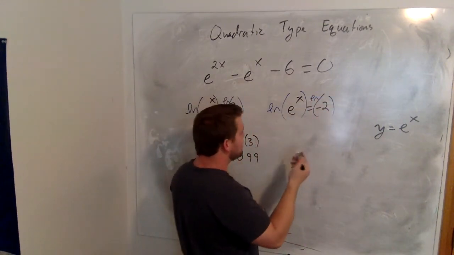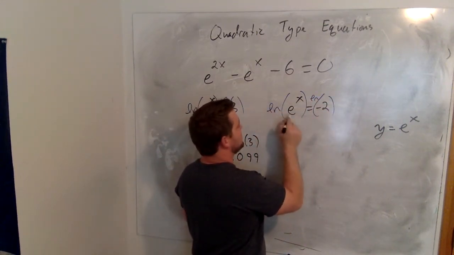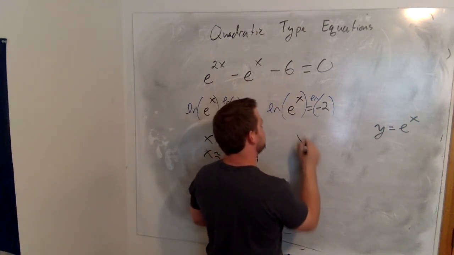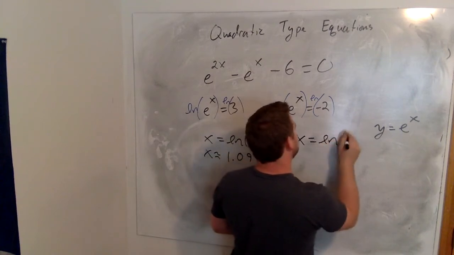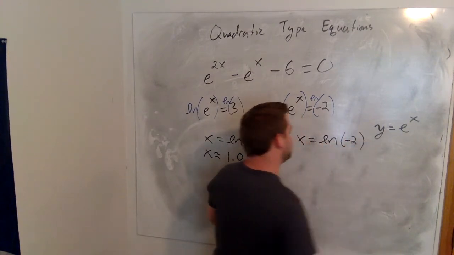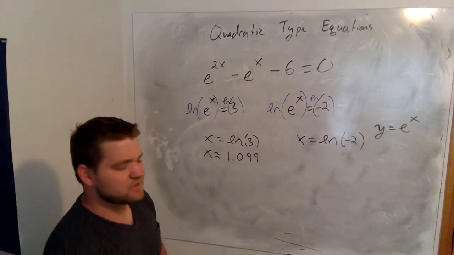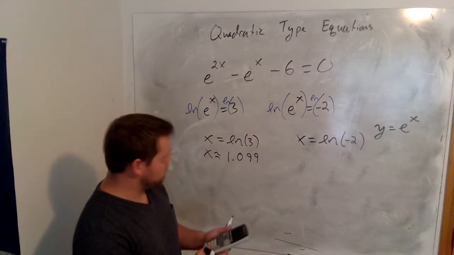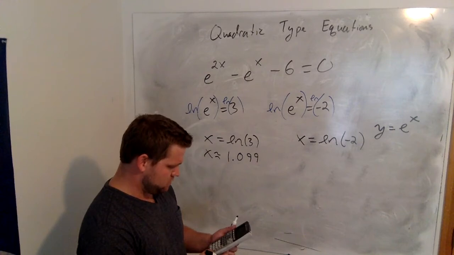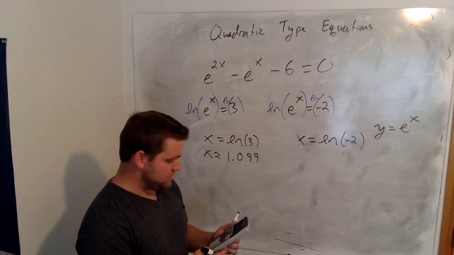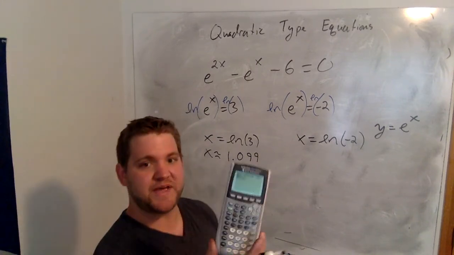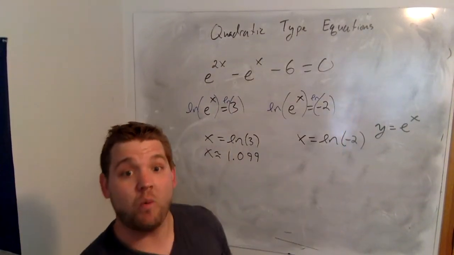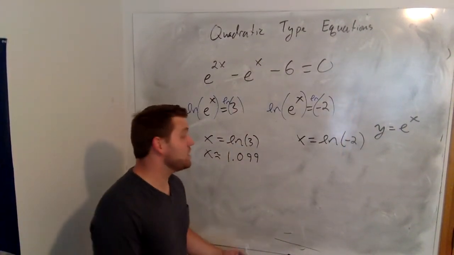Okay, so here again, you can think that the natural log and e, these are inverse functions of one another. They just cancel each other out. So this says that x would be equal to the natural log of negative 2. Let's try to plug this into our calculator. Okay, so if we're doing the natural log of negative 2, we're getting an error. Why are we getting an error?